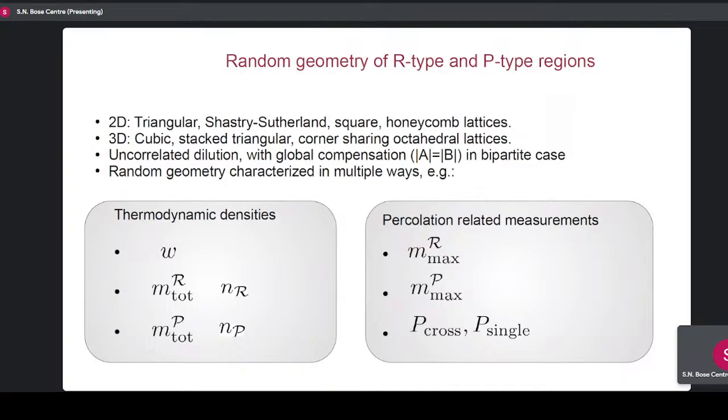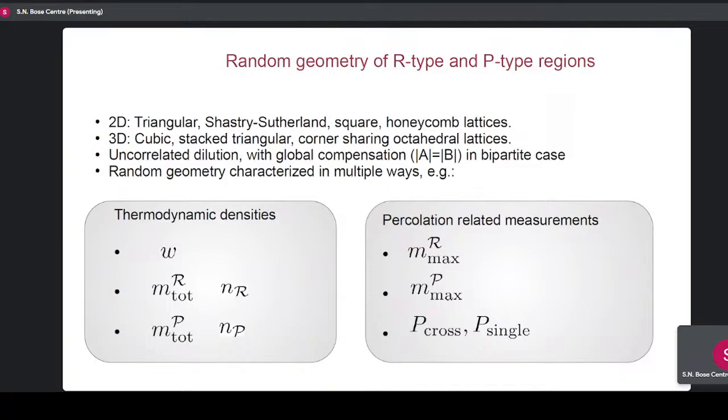But when we are looking at the bipartite lattice, to avoid triviality, we impose a global compensation principle. After we've diluted the lattice, the number of A sites will always equal the number of B sites globally. Right? Otherwise, there'll be some trivial extra zero modes, which we don't want to worry about. They'll contaminate what we're doing.